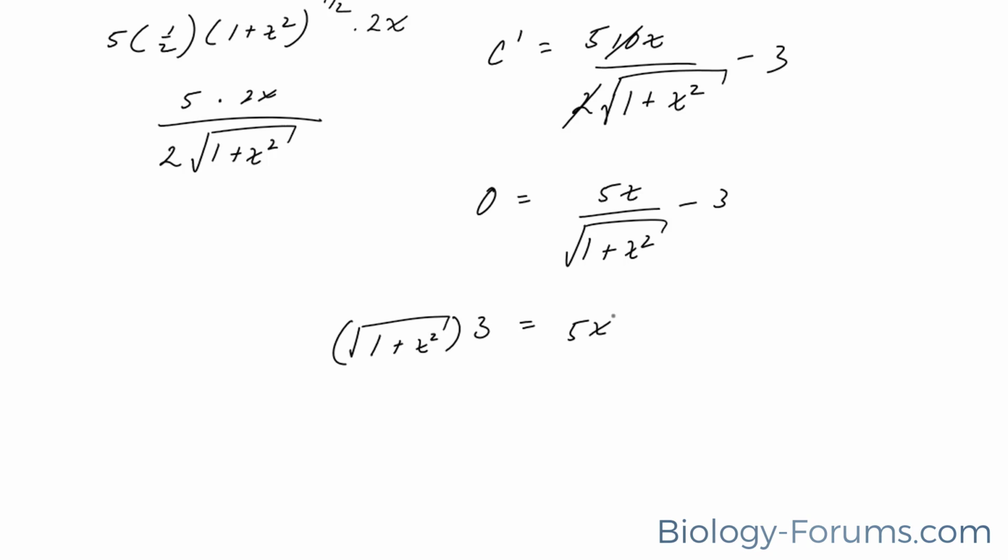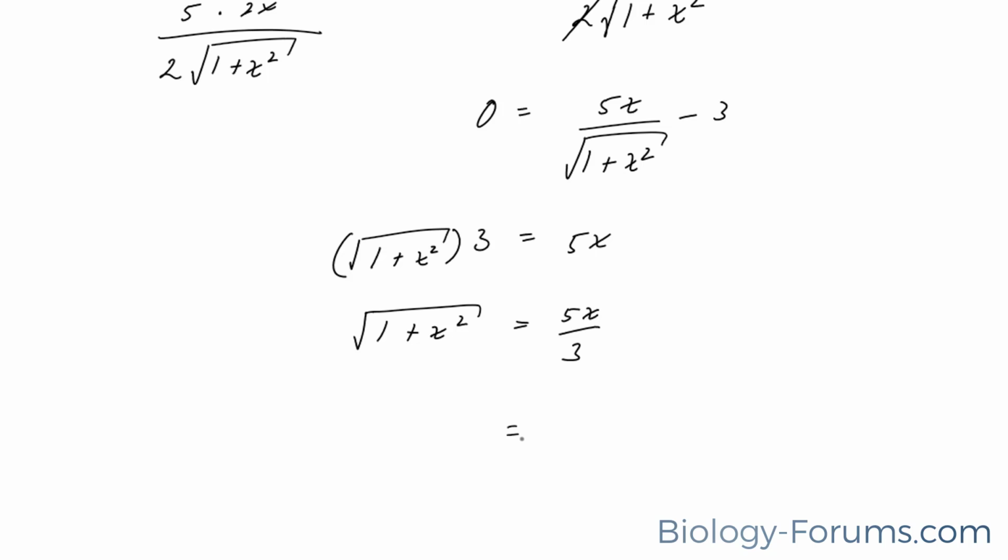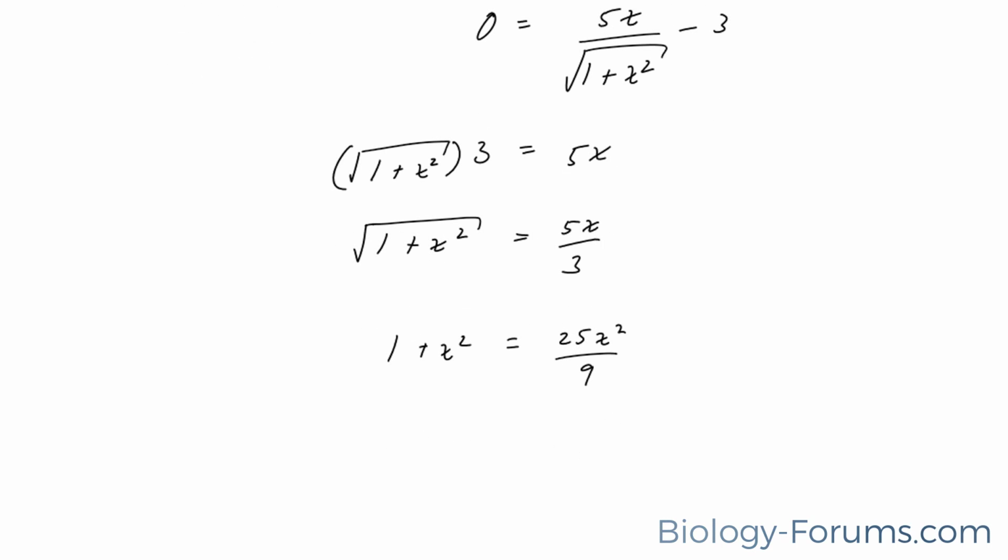The next step is to divide both sides by 3. If we do that, we end up with 5x over 3 on the left, and on the right side, 1 plus x squared, square rooted. We're going to square both sides, giving us 25x squared over 9 equals 1 plus x squared. Now multiply both sides by 9. This cancels out. We end up on the right side with 9 plus 9x squared is equal to 25x squared.